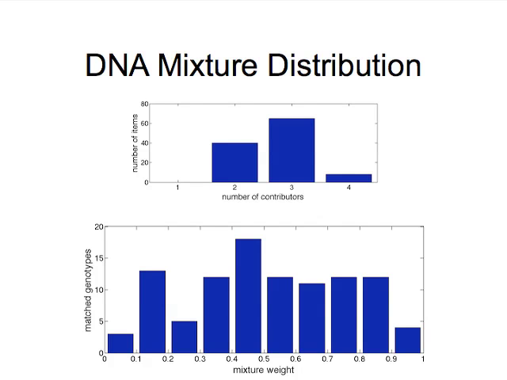The distribution of mixtures in the study were, as you see on the top, largely 3-person mixtures with a lot of 2-person and some 4-person mixtures. And the mixture weight composition, as you see on the bottom on a scale of 0 to 100%, was largely between 10% and 90% from the inferred matched contributors.